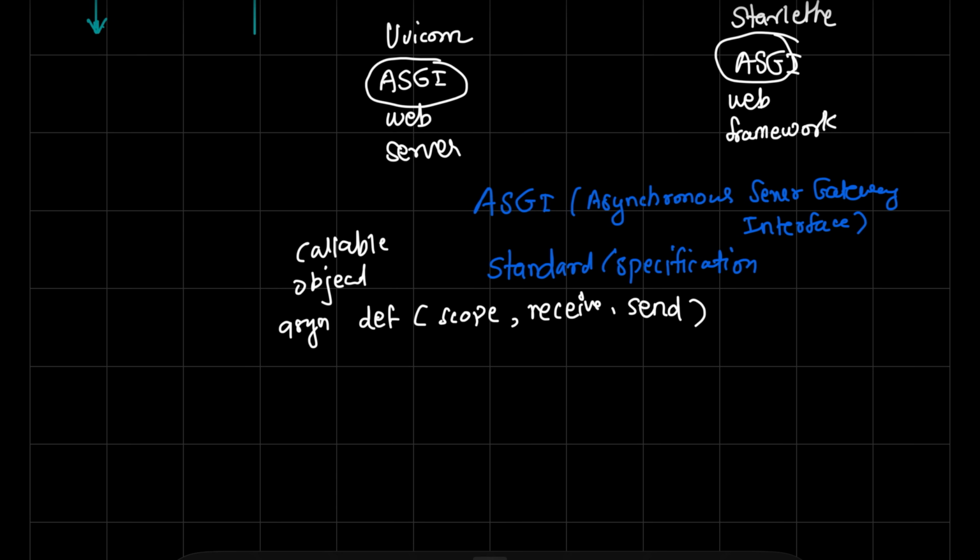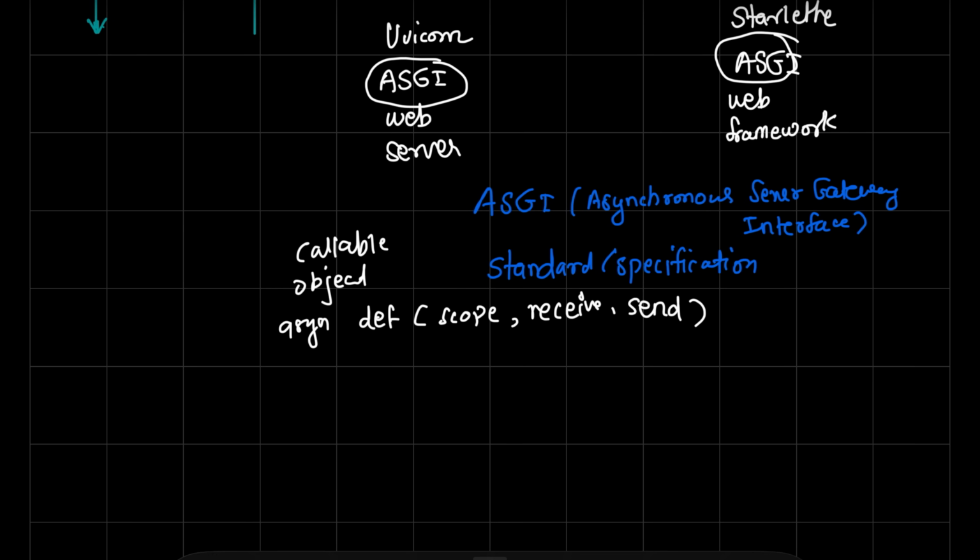So scope contains the information about the request that is coming to either the web server or to Starlette. Okay, scope contains the information about the request. Then the receive function allows the application to read the incoming request, basically. So the receive function helps to understand or read the incoming request. So Starlette, or the Uvicorn web server, is reading some incoming request from the client. Okay, so that is the receive function.